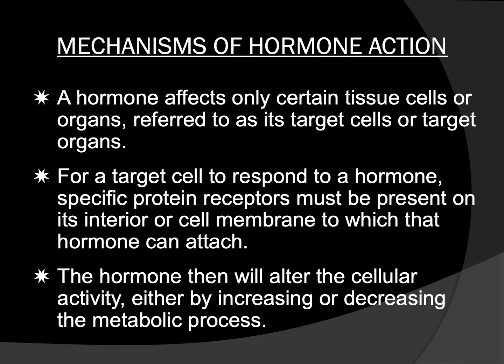So again, recall the basic parts of a cell: membrane, nucleus, cytoplasm. Now, pag nag-attach na yung hormone na yon dun sa protein receptor ng kanyang target cell, the hormone now will alter the cellular activity. What will the hormone do? It will either increase or decrease the metabolic process na ginagawa ng cell. So, yun yung nakokontrol na niya.